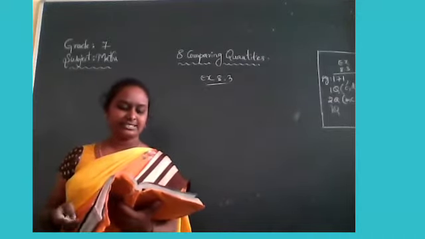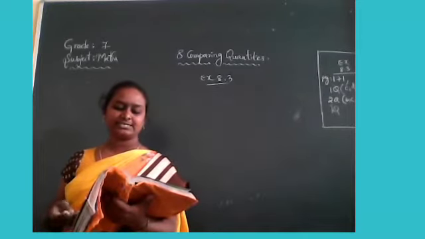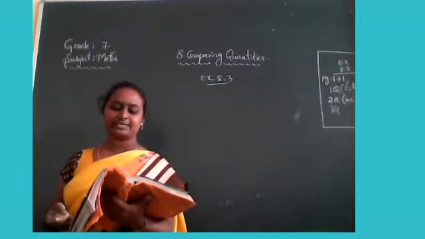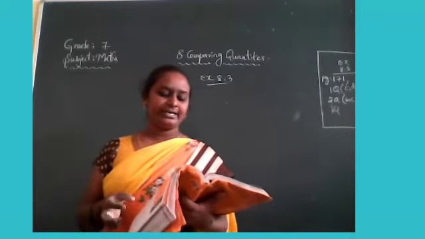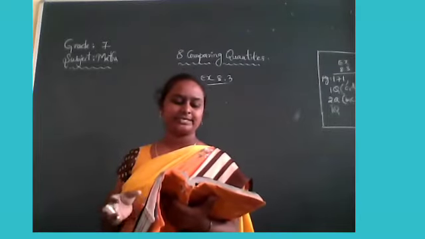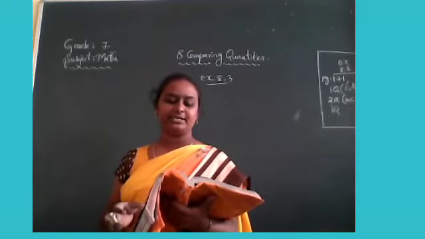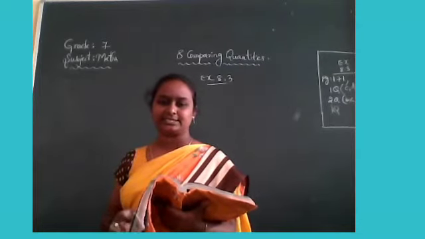Next, 8.1c. Amina buys a book for 275 rupees and sells it at a loss of 15%. How much does she sell it for? Here, she buys a book. Buying means it is the cost price. The cost price of the book is 275 and she sells it at a loss of 15%.